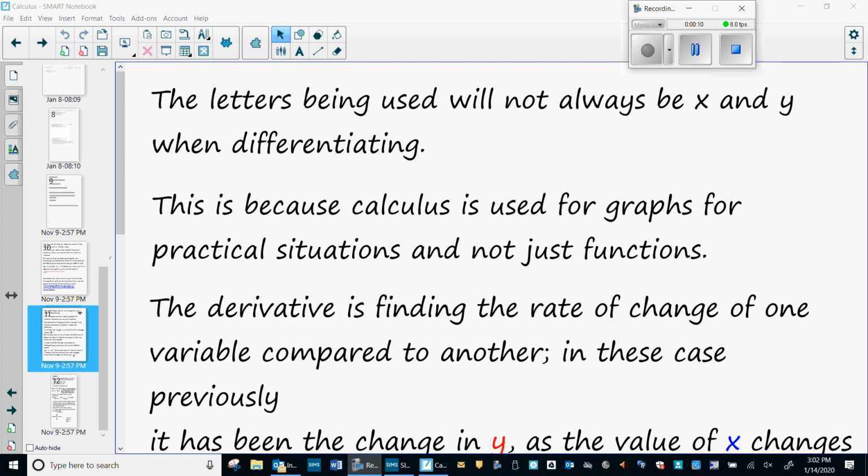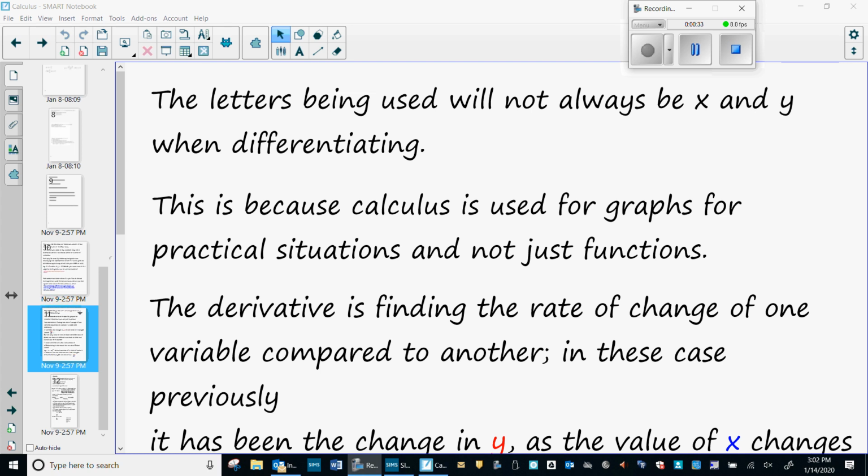So the letters being used are not always going to be X and Y. They have been up until now because we've been talking about the change in Y over the change in X, and that talks about the gradient. So if you're talking about a function and gradient, then it's always going to be X and Y, or f(x) and x.